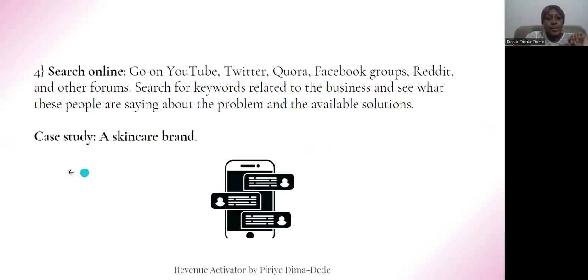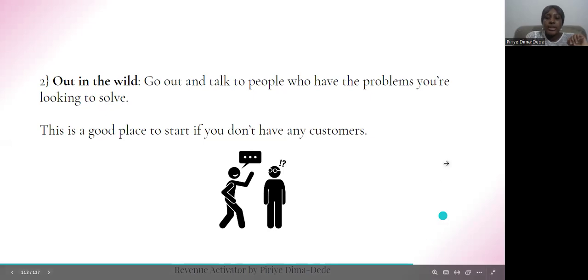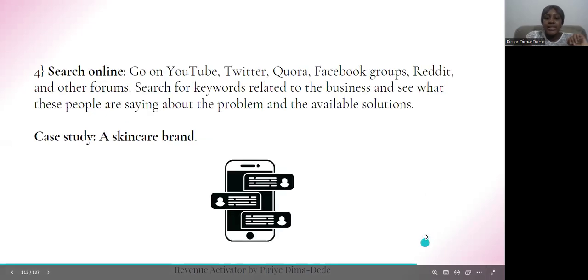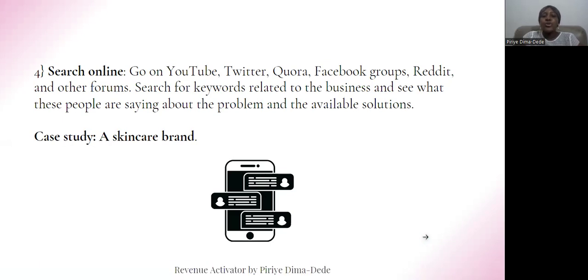The third place, well, I think I skipped number 3. I'm going to have to get it. The fourth place is to search online. So you're going to go on YouTube, Twitter, Quora, Facebook groups, Reddit, and other forums. You're going to search for keywords that are related to the business you do, related to what you do, and then see what these people are saying about the problem and the available solutions.